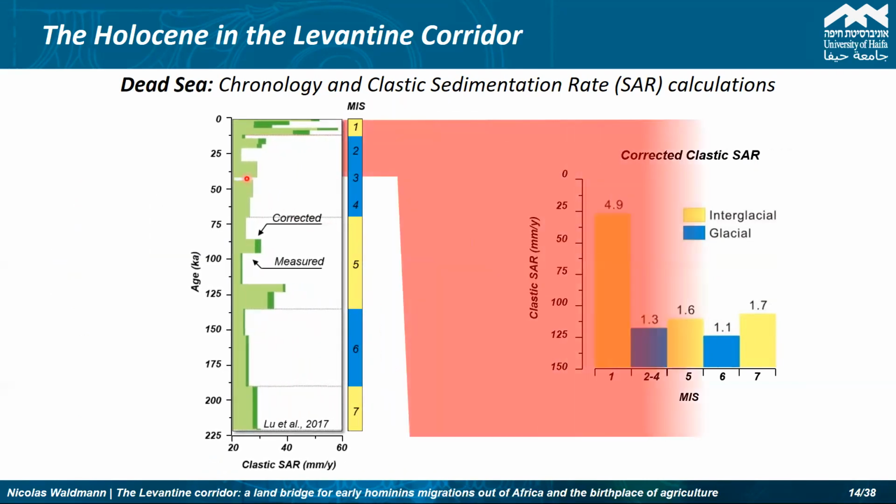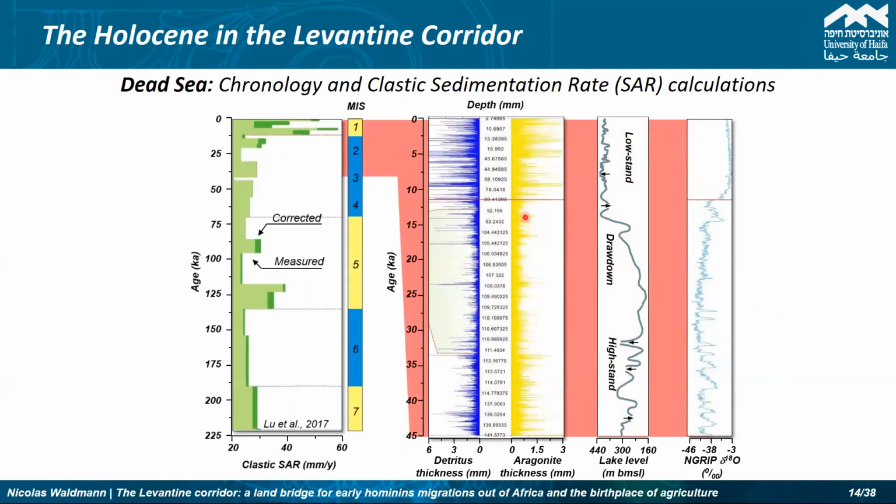So when we check in more detail the Holocene, which is what we want, talking about agriculture, let's have a look at the last 45,000 years. And what we see here is the lamina thickness, okay? And the detrital thickness and the aragonite thickness. Both of them change very drastically somewhere around 80 meters in depth, which is equivalent to around 11,000 years ago. We start to have a change in the thickness of both aragonite and detritus.